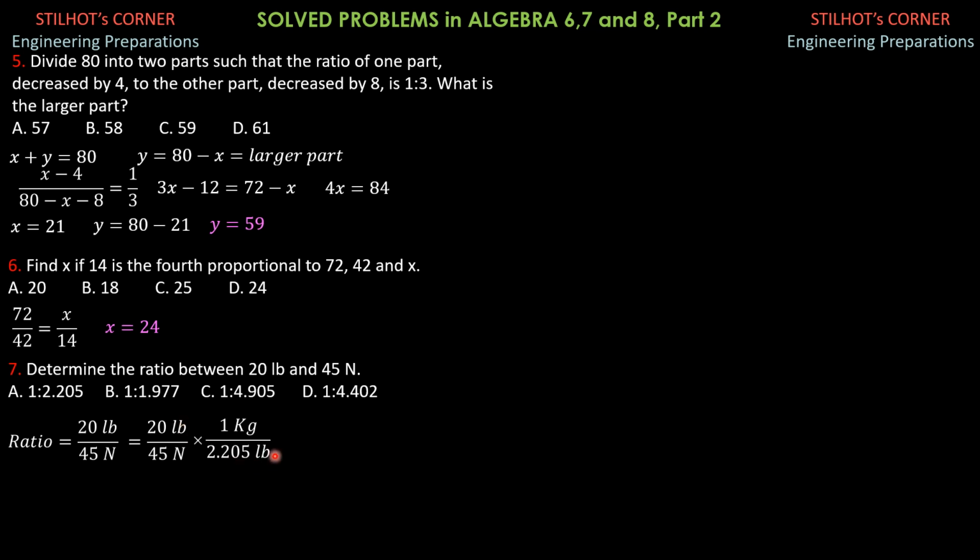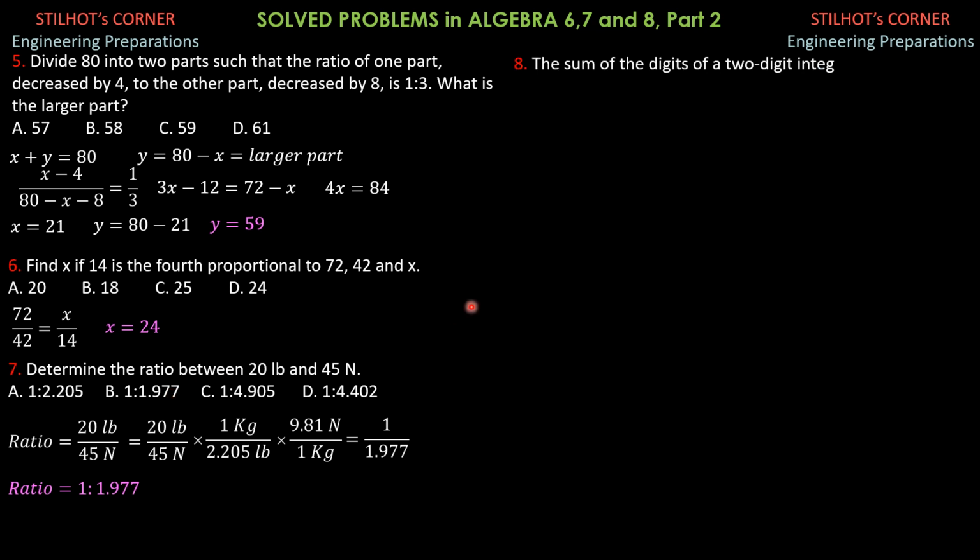So we can cancel pounds, kilogram per newton now. Then we multiply further, 9.81 newtons per 1 kilogram. So we can cancel kilogram, we can cancel newtons. Then using your calculator, 20 times 9.81 divided by quantity 45 times 2.205, and that is 1 over 1.977. Therefore, the ratio is 1 as to 1.977. So it is B.